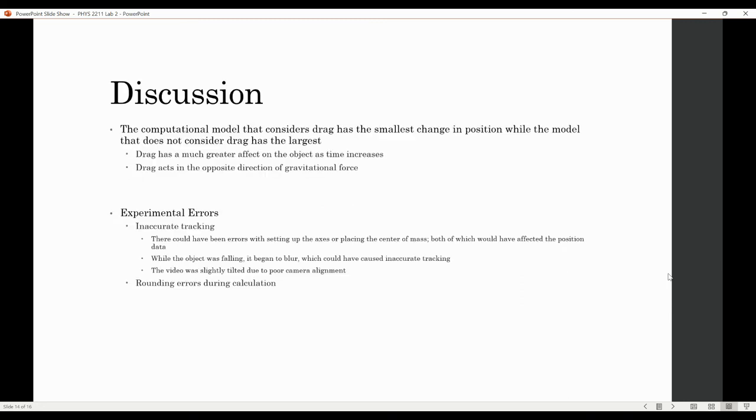With drag considered, the glue stick would have a smaller change in position compared to the other two models. This makes sense as drag is a force that acts in the opposite direction of gravitational force. Following that same thought, it also makes sense for the computational data that does not consider drag to have the largest change in position. Some possible experimental errors would be inaccurate tracking due to the glue stick becoming blurry throughout the video and poor camera alignment. There may have also been rounding errors during calculations, specifically when finding the drag coefficient.